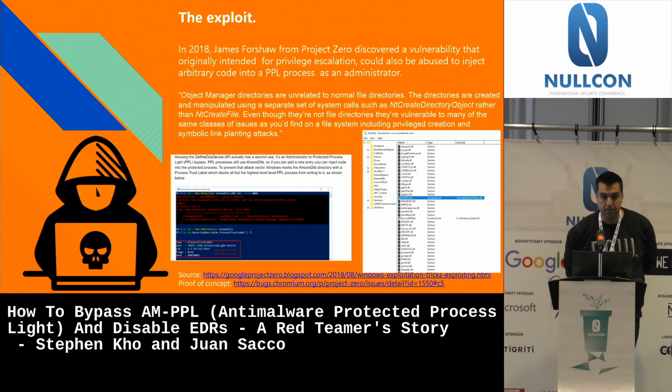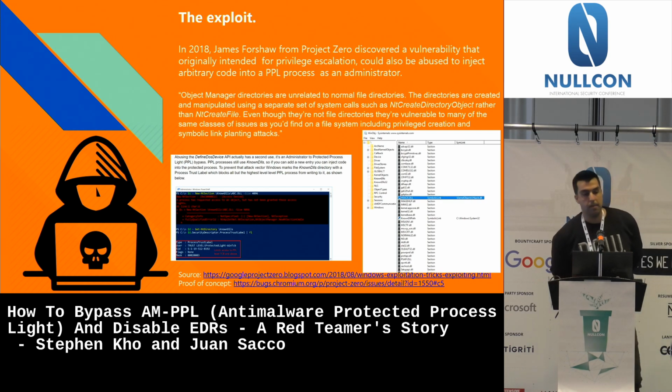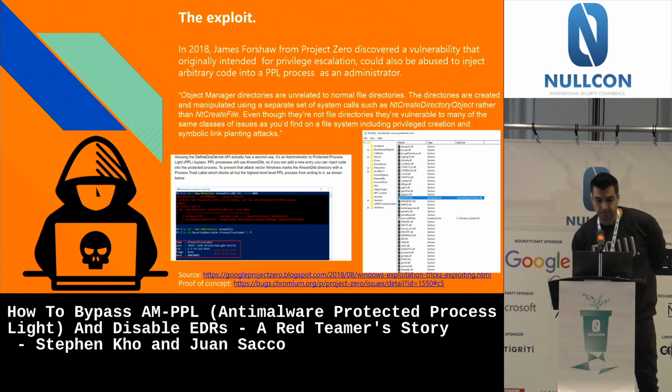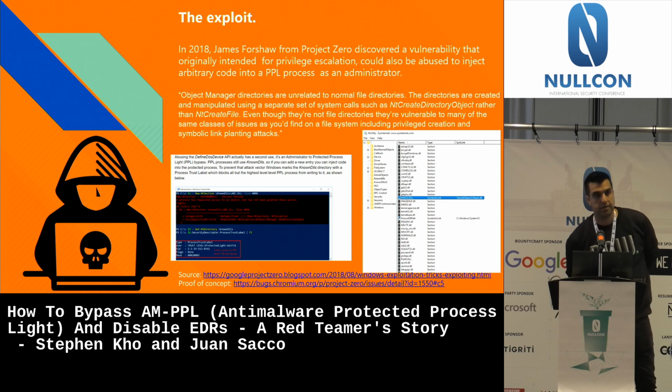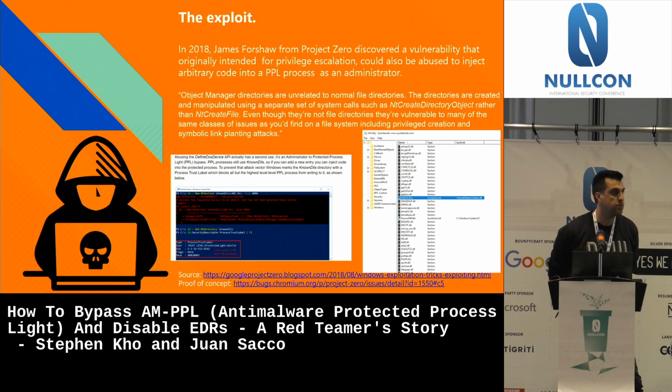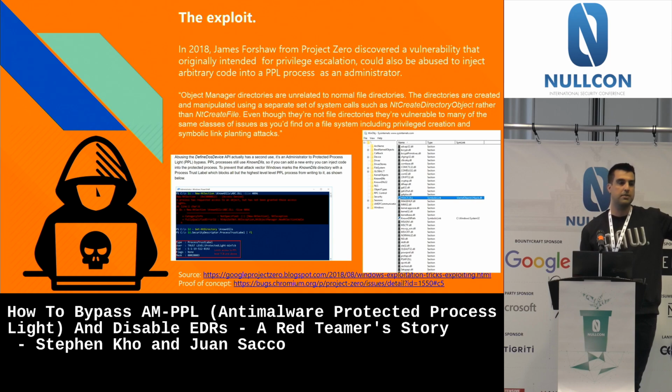So the exploit. As I mentioned, James Forshaw from Project Zero discovered a vulnerability whose original intent was privilege escalation, but this vulnerability itself could also be abused to inject arbitrary code into a PPL process. It's not as easy as it sounds, but it is like that. Yeah? So now I have to explain to you, on the right side, known DLLs. Does anyone know what a known DLLs handle is?